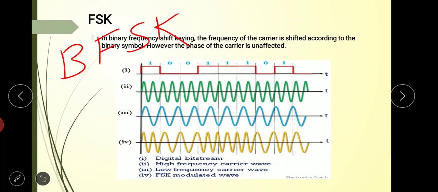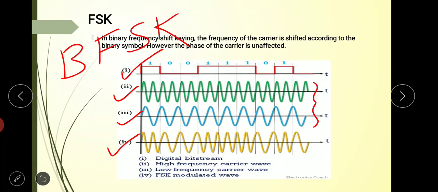In this figure, the first waveform is the modulating signal in the form of the bit stream. The second waveform is the high frequency waveform and the third waveform is the low frequency waveform, and both are the carrier signals. In FSK we use two carrier signals. Then the last one is the modulated signal. So this modulated signal is the frequency shift keying modulated signal.